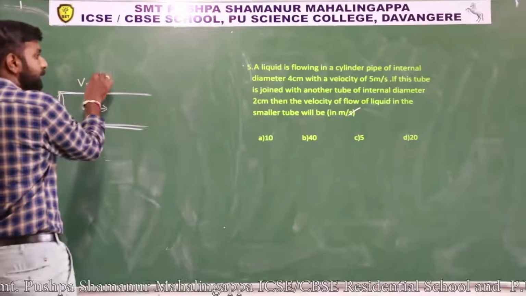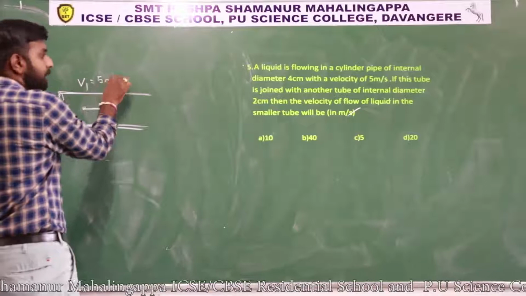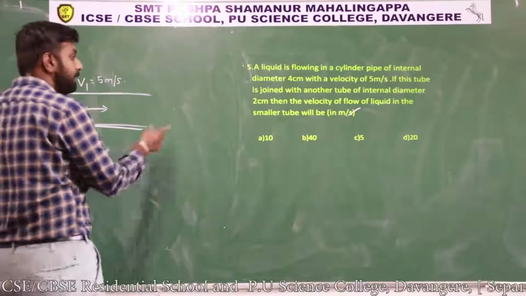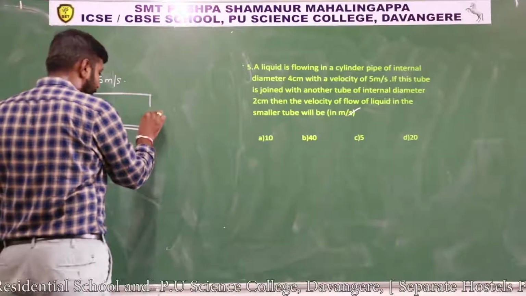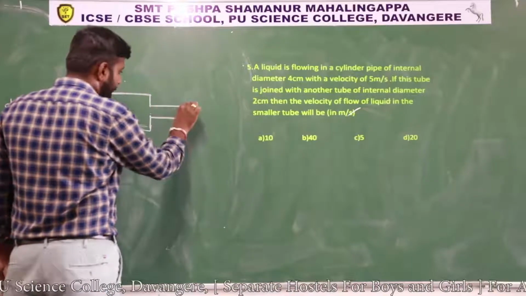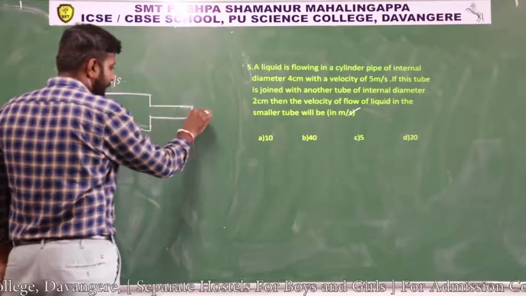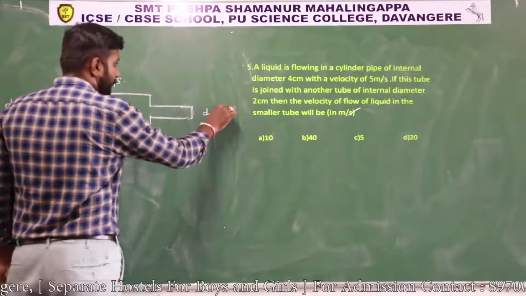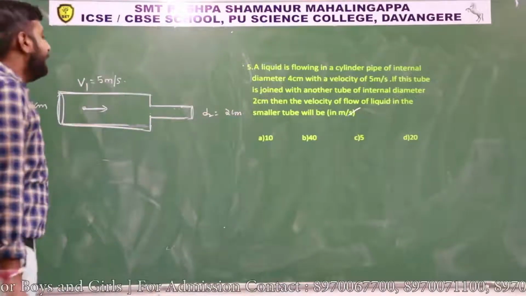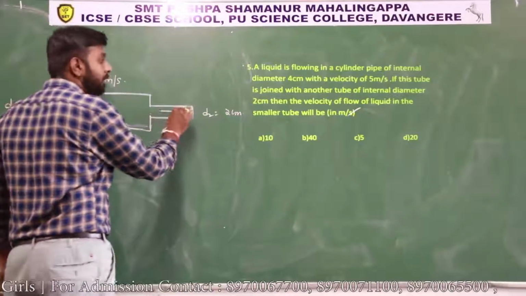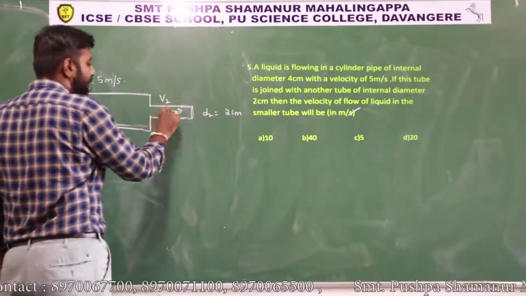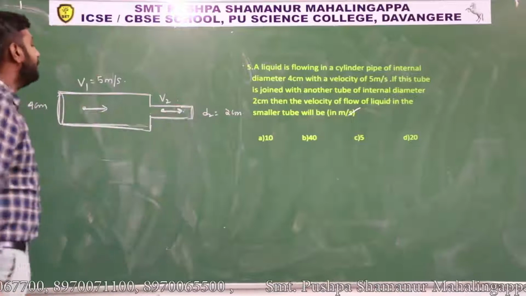Let us take V1, that is 5 meter per second. If this tube is joined with another tube of internal diameter 2 centimeter, like this, another tube is joined to the first tube, and the internal diameter of the tube, let us take it as D2. D2 is mentioned as 2 centimeter. Then here we have to find the velocity of this liquid or fluid. V2 velocity we have to find.